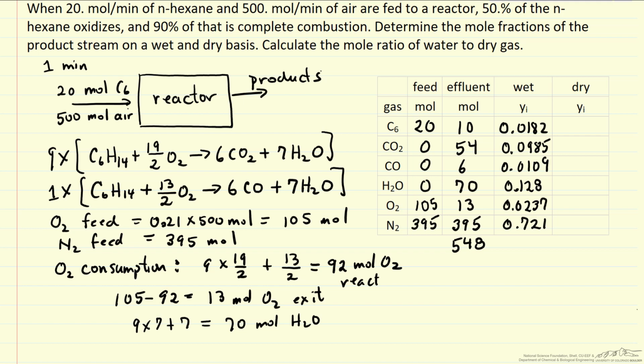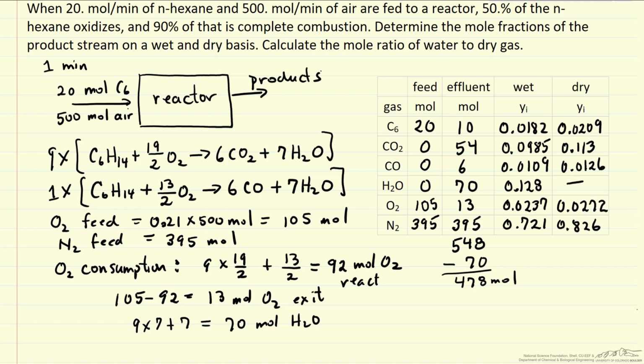Now I want to calculate on a dry basis, so that means I'm going to subtract the moles of water in order to have my new basis, so 478 moles of dry gas to get the mole fractions. Now for dry gas, I take 10 for C6 divided by 478. Of course, now the number is larger because water is not included. I'm going to pause and write down the other mole fractions.